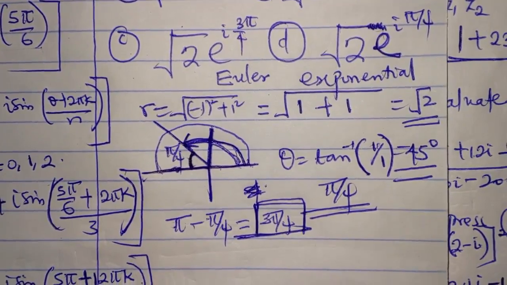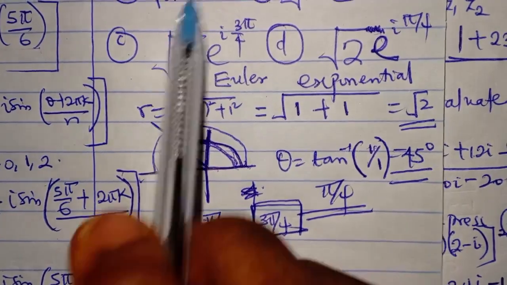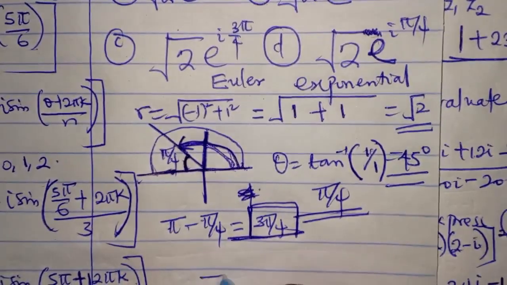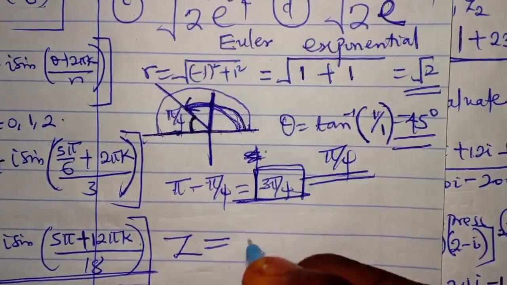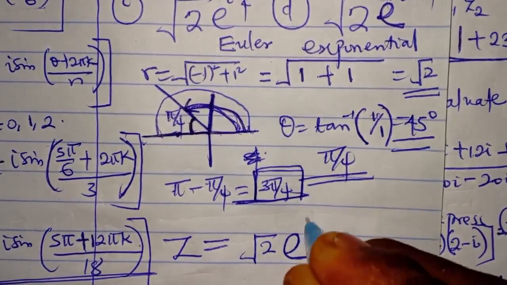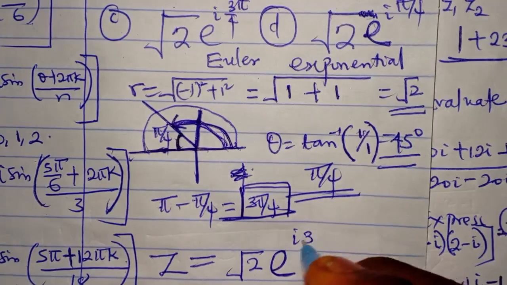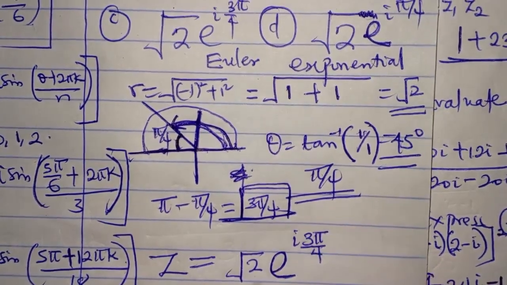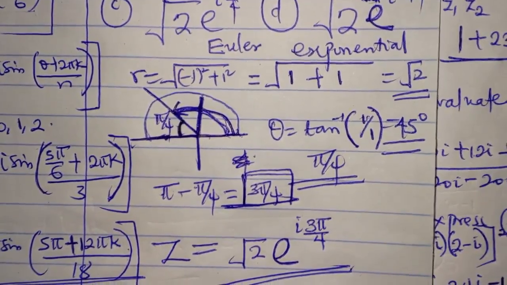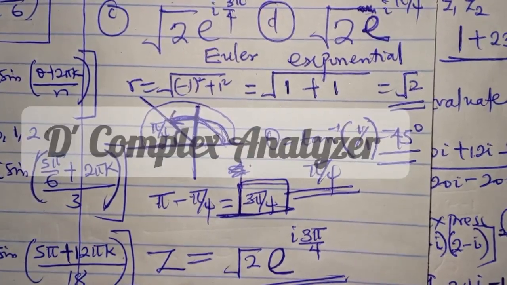So in exponential form or in Euler's form, it is rho e to the power of i theta. Rho is root 2. Exponential or e to the power of i, and the argument is 3 pi over 4. 3 pi all over 4. This is it. And I can see this in option C. I wrote option in this one for a reason so that we can understand very well.